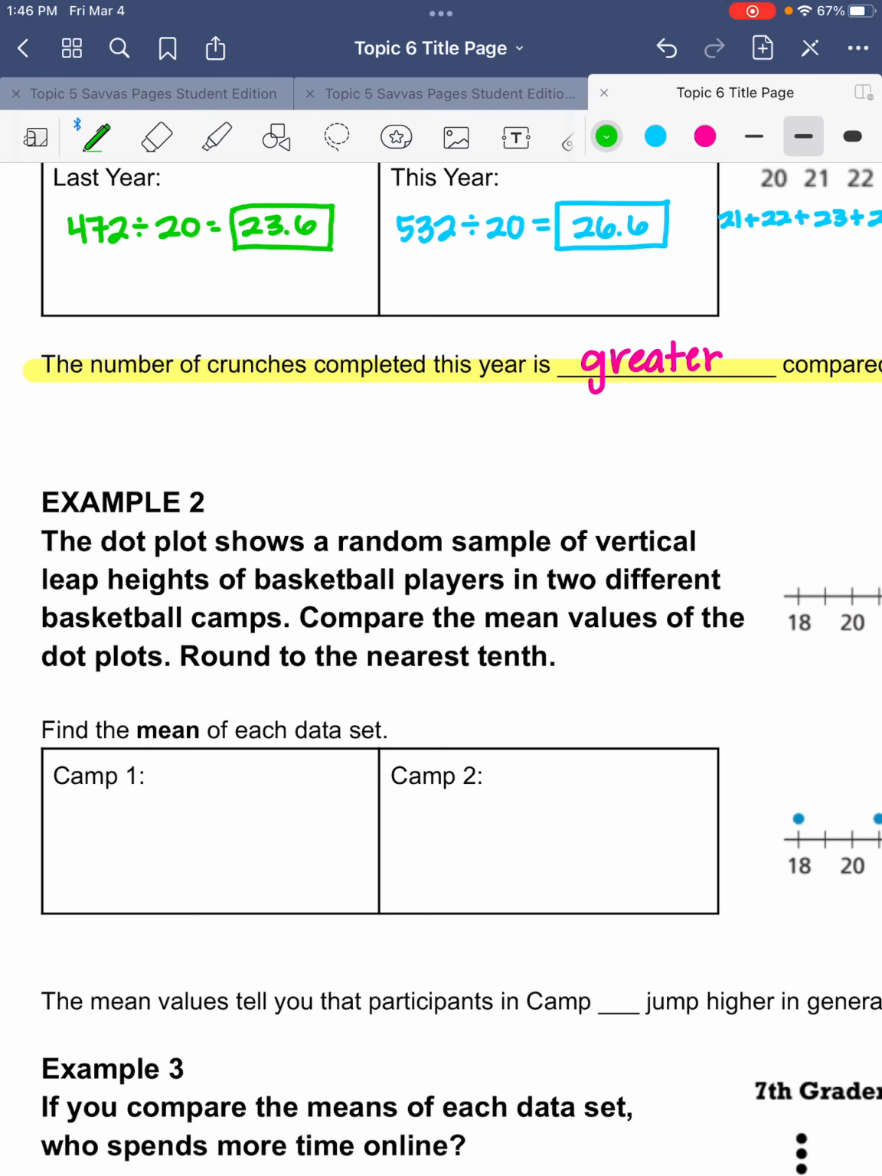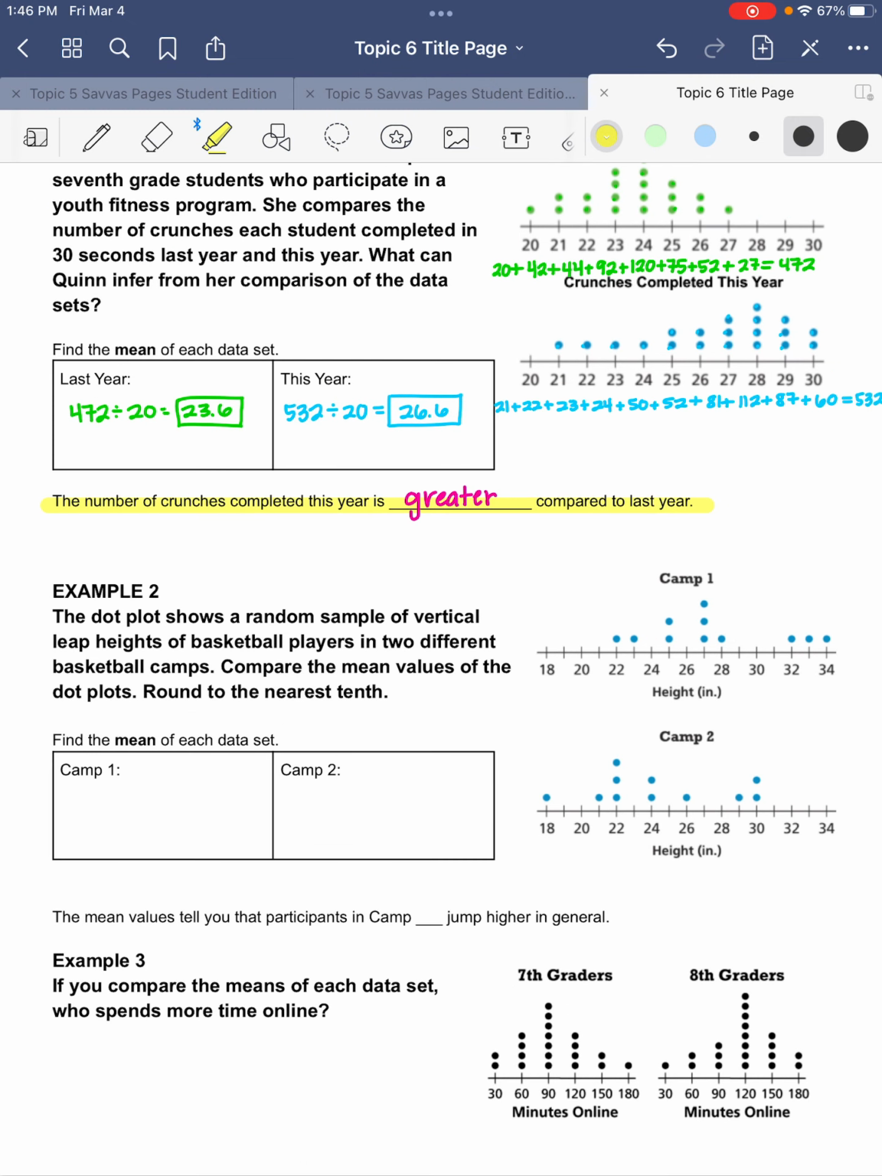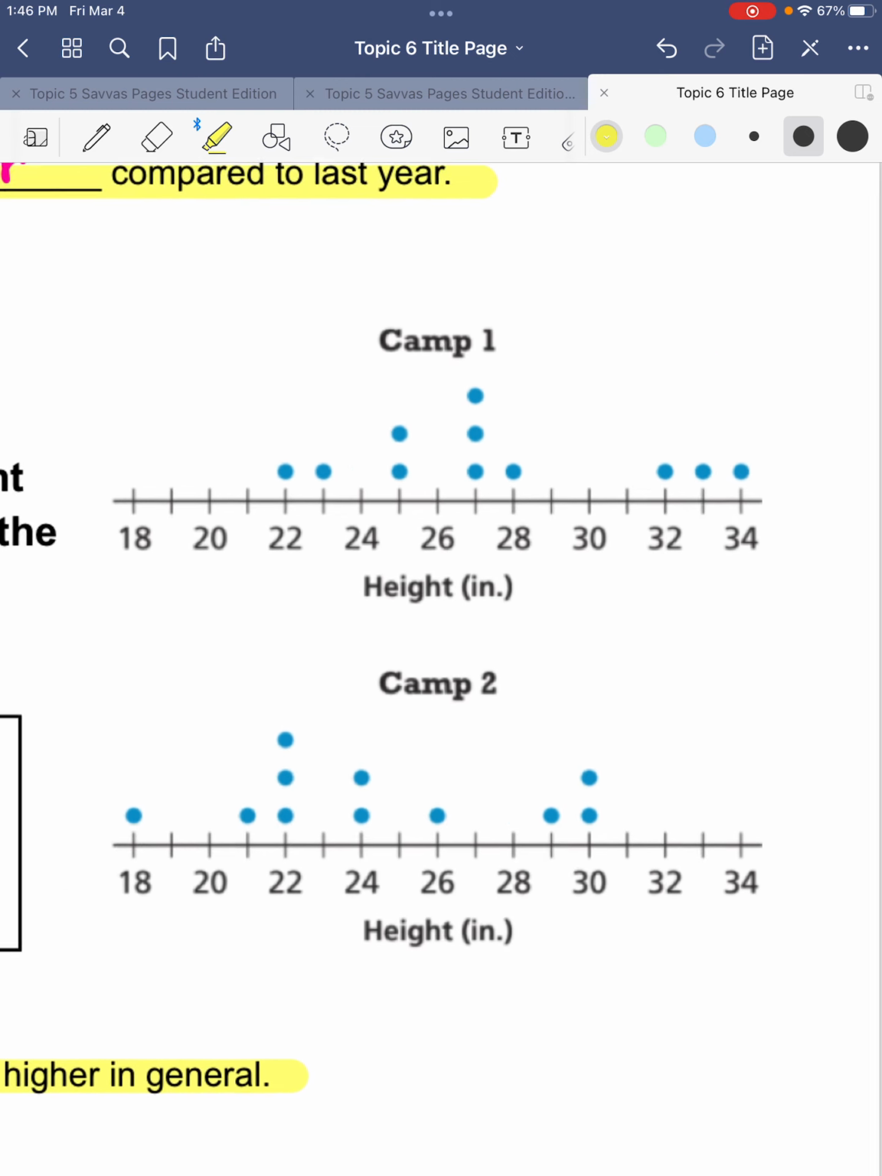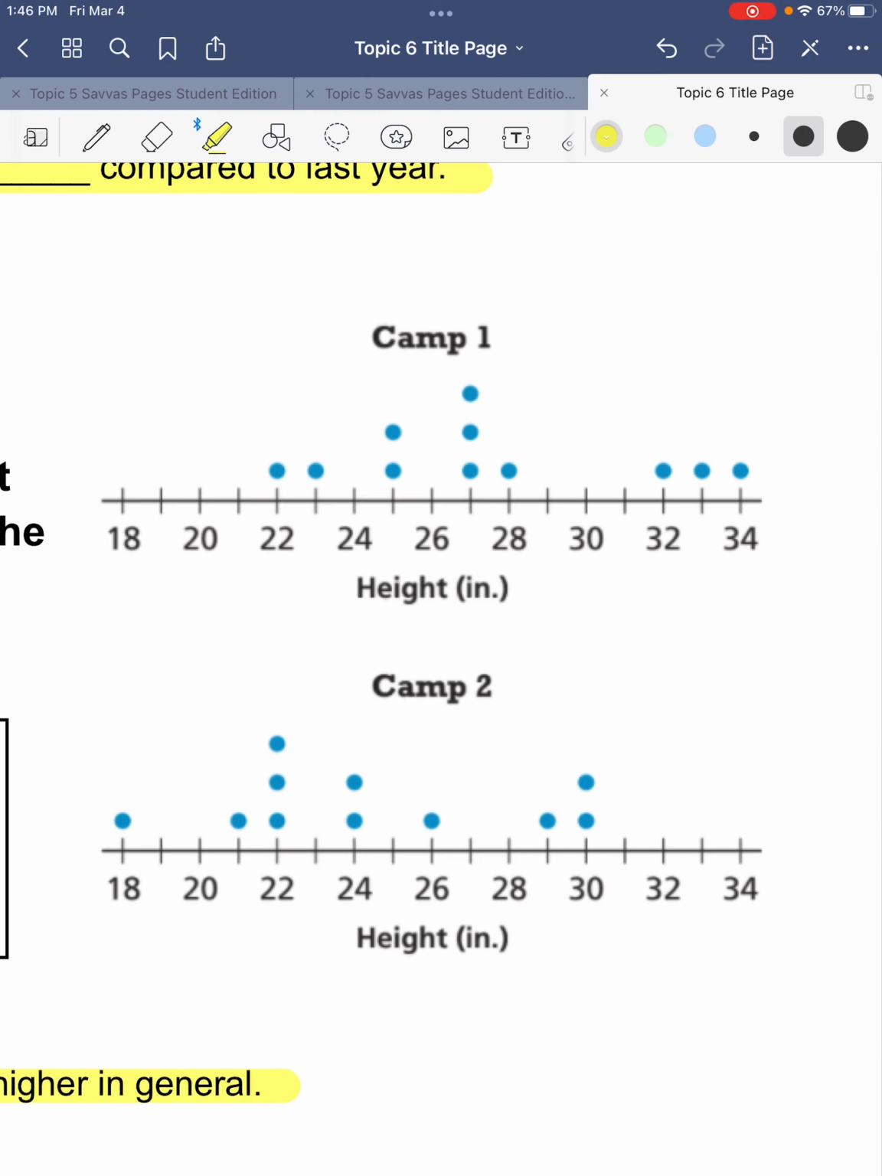Round to the nearest 10th. Okay, so let's look at our inference that they have for us. The mean values tell you that participants in camp blank jump higher in general. Okay, so we know we're looking at the camp where they jump higher. So let's look at our data here.